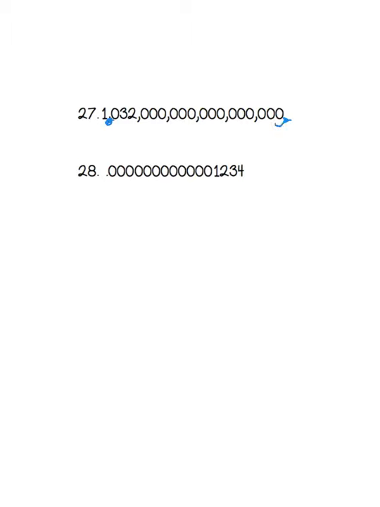Let's move it 1, 2, 3, 4, 5, 6, 7, 8, 9, 10, 11, 12, 13, 14, 15, 16, 17, 18. Since we moved it 18 spaces, that is what our 10 will be raised to. So our number is 1.032. That's our number between 1 and 10 times 10 to the 18th power.